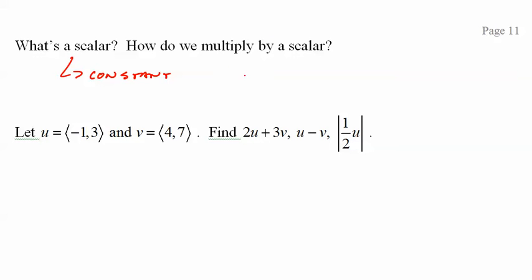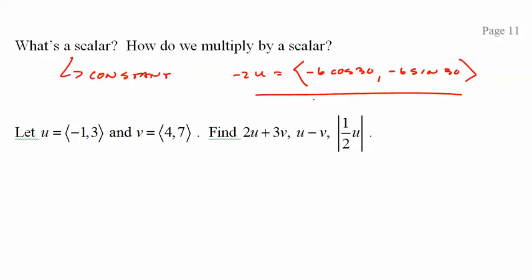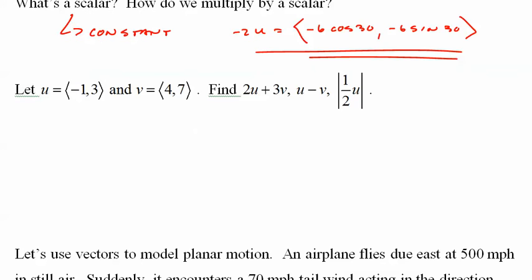For example, the vector I just had, let's say it was -2u. I would say that is equal to -6 cosine of 40, -6 sine of 40. We just multiply it through to both pieces. And it's saying I want a vector twice as large that points in the opposite direction. That's all it's saying. These are the vector operations.